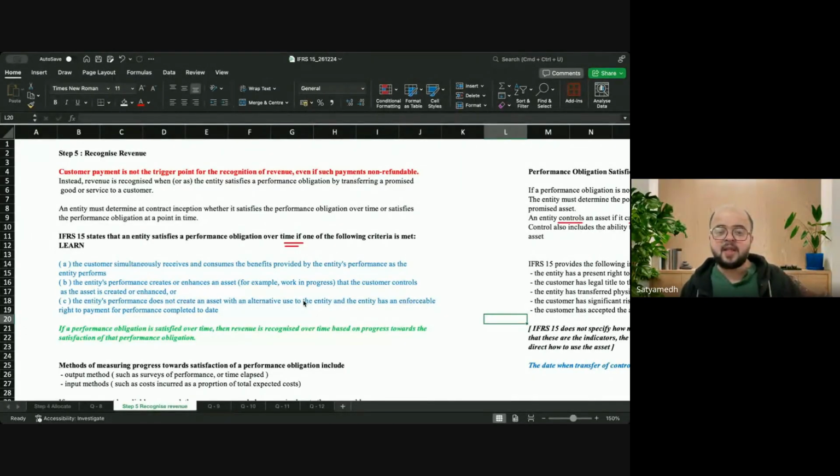If any of these three conditions are fulfilled, then you say that the performance obligation is satisfied over a period of time. What are the three conditions? Let's quickly revise. My performance and your consumption of the service go hand in hand. There is simultaneous happening. Second case, the entity's performance creates or enhances an asset that the customer controls as the asset is created or enhanced.